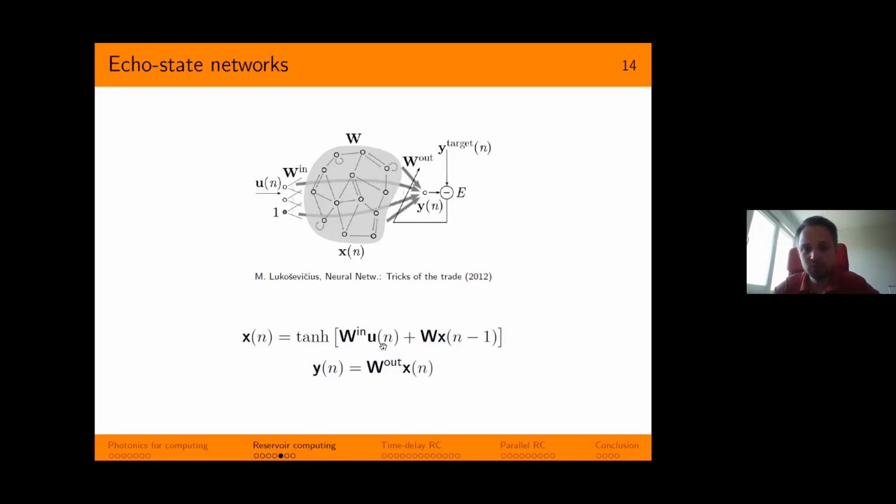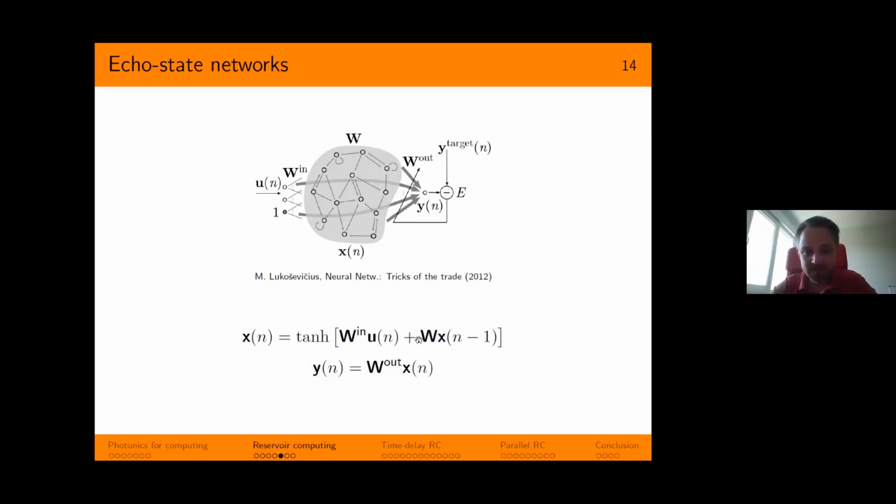Here we have u of n, which is the input signal, the input time series, which can be one-dimensional or multi-dimensional. We have x, which is the internal state of the system. And we have the hyperbolic tangent here, which is the activation function. We have also the input weights, which distribute the input signal to the nodes.